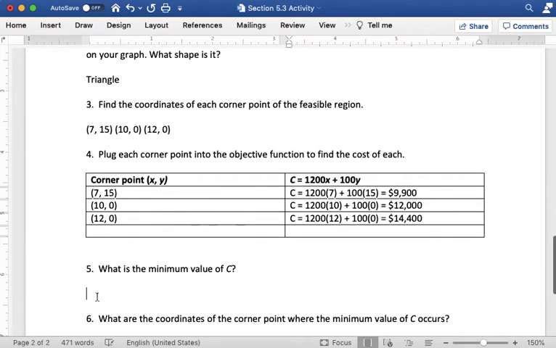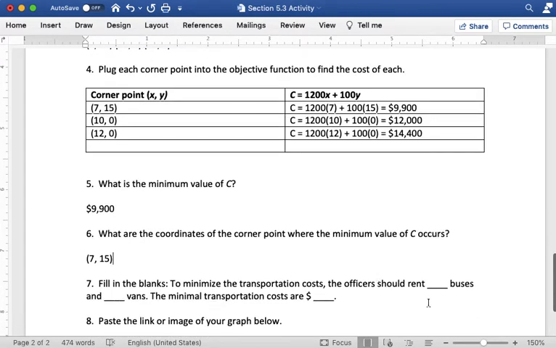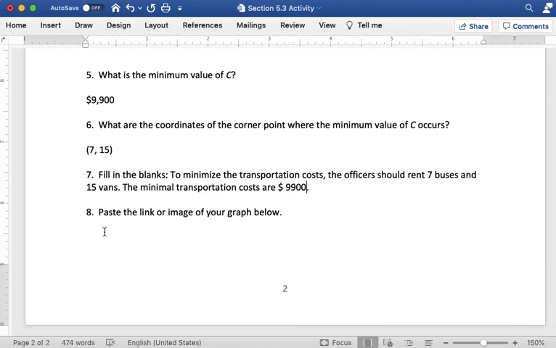So the minimum value for cost is going to be that $9,900. And the coordinates of that point are 7 for x and 15 for y. And so to minimize the transportation costs, they should rent 7 buses and 15 vans. And the minimal transportation costs are $9,900. And then we just need to paste the link or image of our graph.